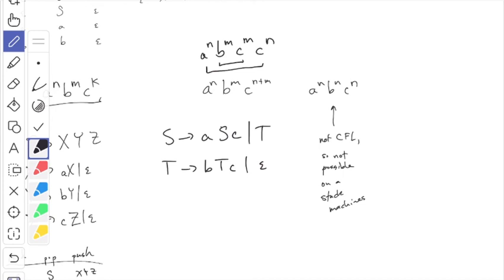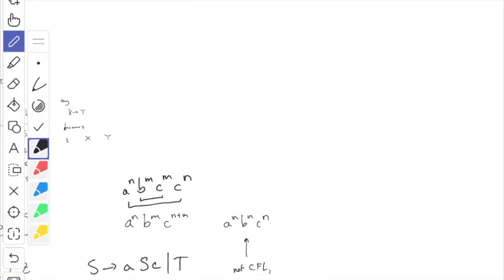Can you, for that one, can you do like S goes to S1, S2? And then S1 goes to ASC, and then S2 goes to BSC epsilon? That's a decent idea, but not quite. So I think this, and then you said S1 goes to like that first one that I did. A, S1, C, or epsilon, and then S2 goes to C, S2, C, or epsilon.